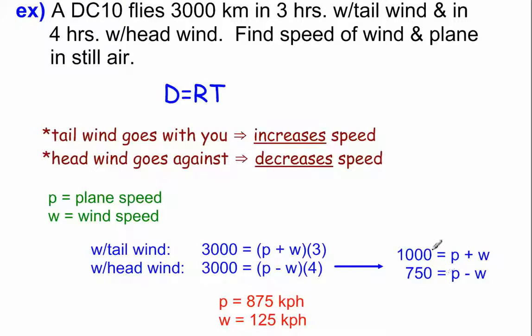Adding, I would get the 2P here and I get 1,750. So dividing, I get my answer of 875 kilometers per hour for the plane. Putting that back into this equation over here, I would get the wind is 125 kilometers per hour.